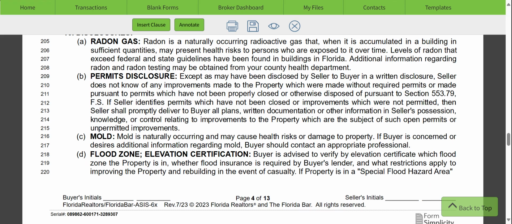Checking to see whether there have been permits that have not been pulled or made to the premises, or permits that have not been closed out. In some cases, even contractors fail to close out the permits.